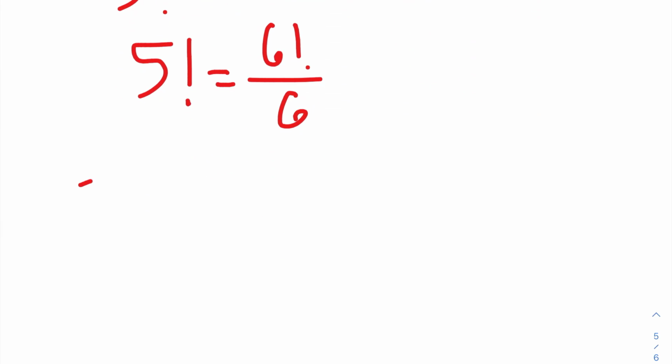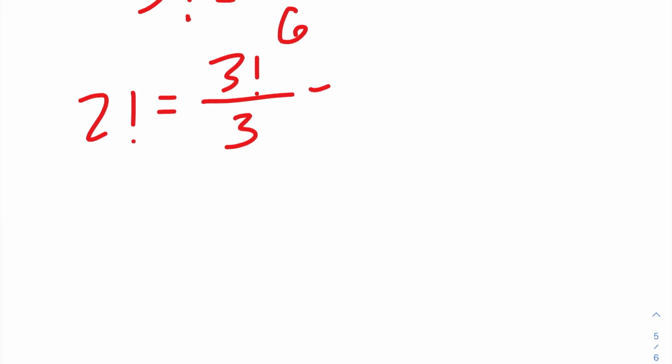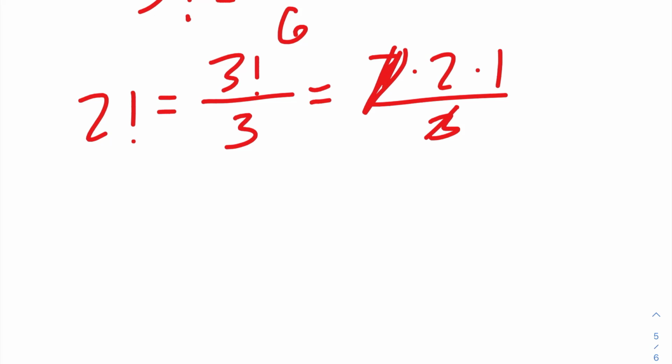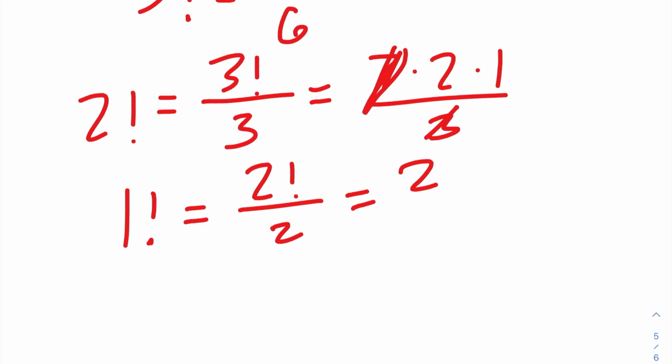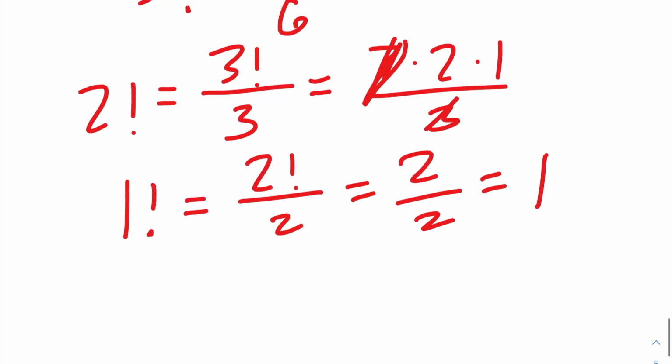And let's try the same thing with 2 factorial. 2 factorial is the same thing as 3 factorial without the 3. 3 factorial is equal to 3 times 2 times 1. So when we divide by 3, we get rid of that 3. And this is 2 factorial. If we try this with 1 factorial, we get that it is equal to 2 factorial divided by 2, which is 2 over 2, because 2 factorial is equal to 2 times 1. So 1 factorial is equal to 1.